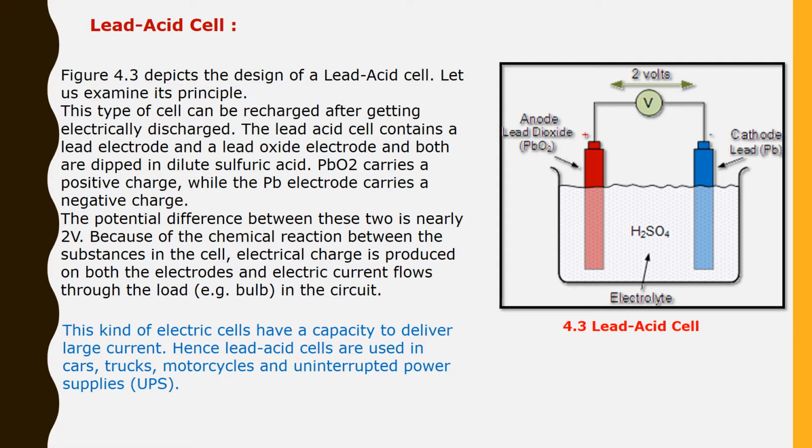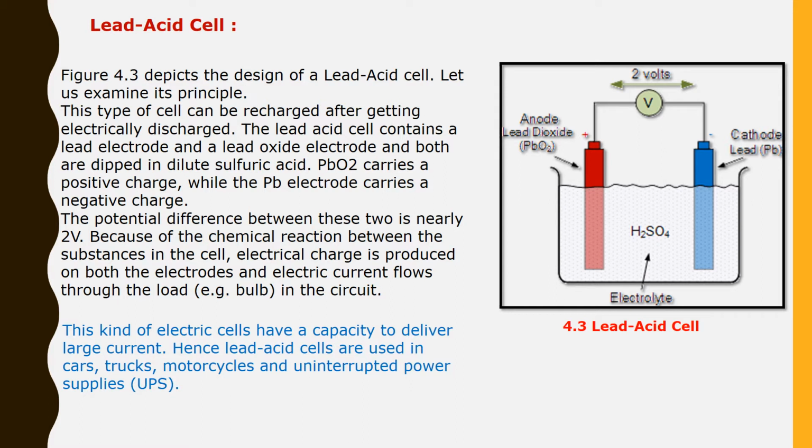The lead acid cell contains a lead electrode and a lead oxide electrode, and both these electrodes are dipped in dilute sulfuric acid solution. Lead oxide carries a positive charge while the lead electrode carries a negative charge. So the potential difference between these two electrodes will be nearly 2 volt.